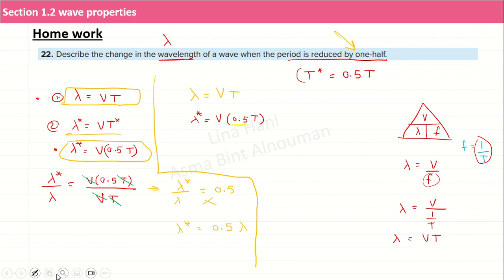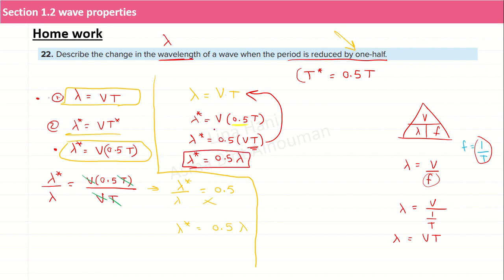Let's put it at the front of the thing. Is equal to half vT. So the new wavelength is equal to half. You can see that this is the old wavelength. So this is another way to find the ratio. Just see what number entered the equation here. The number that entered the equation is half. Right. Okay, right.